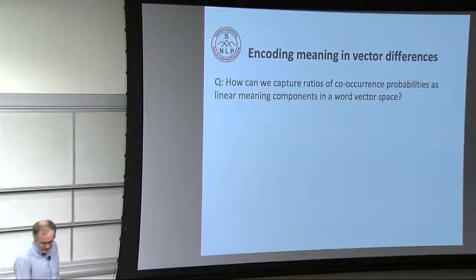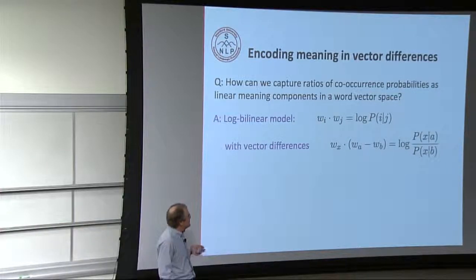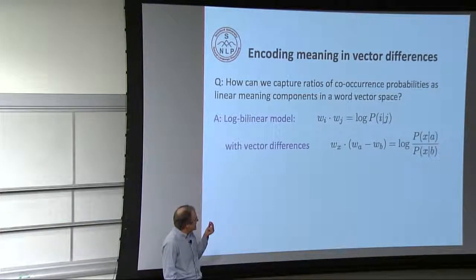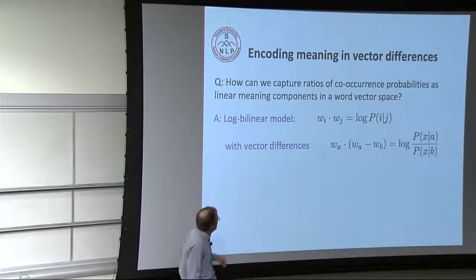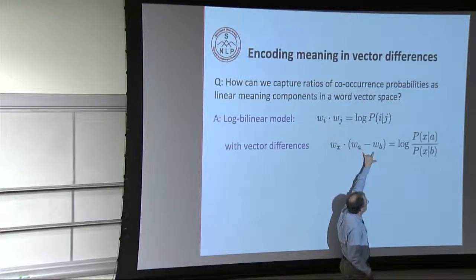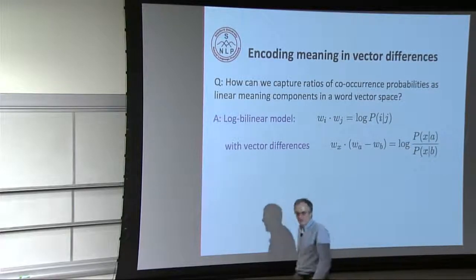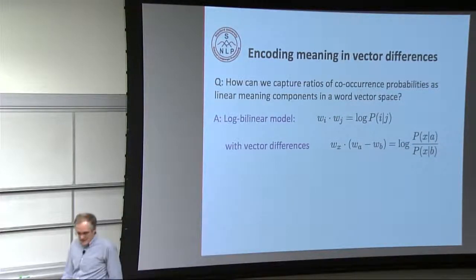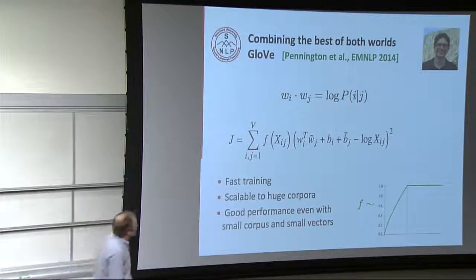Well, how can you do that? The way you can do that is, if you can make the dot products equal to the log of the co-occurrence probability, then immediately you get the fact that a vector difference turns into a ratio of the co-occurrence probabilities. So essentially the whole of the model is that we want dot products to equal logs of co-occurrence probabilities. And so that's what we do.